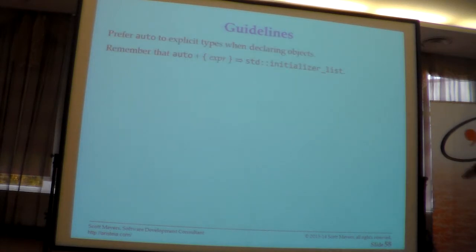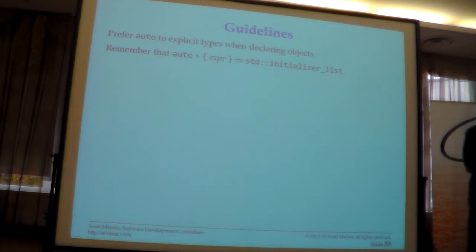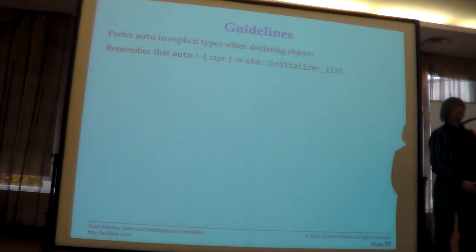So the guidelines are to prefer auto to explicit types for declaring objects, and to remember that auto plus initializers yields an initializer list. That is completely true in C++11 and in C++14. Compilers may start changing because they adopted N3922, but especially if you're writing cross-platform code, individual compilers are the one thing that does not change what the standard says right now. Any questions about using auto to declare objects?